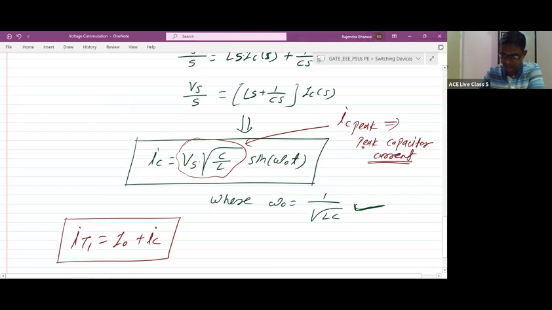Peak capacitor current. Don't lose the concentration, right? Be focused. This is the only starting of the power electronics.